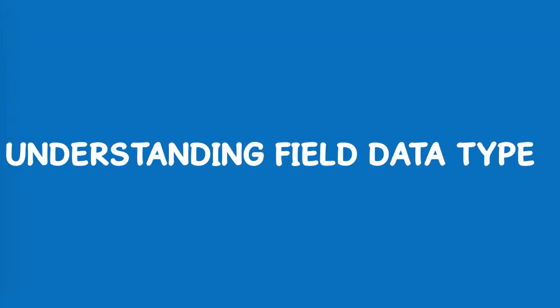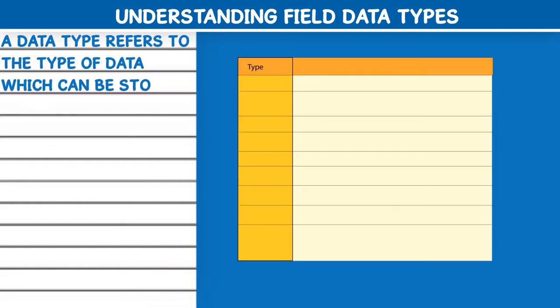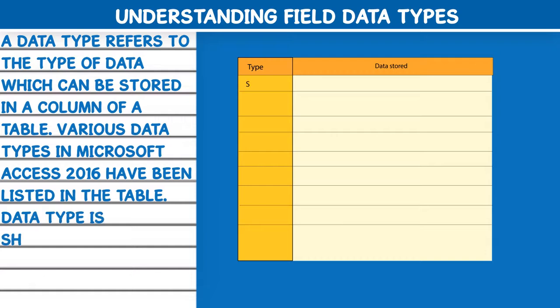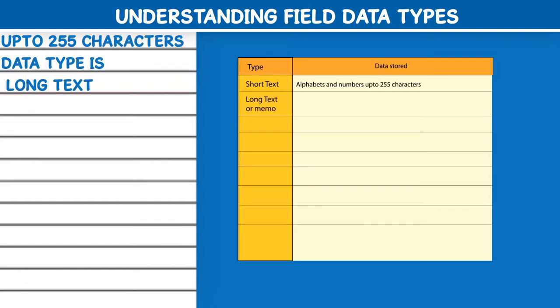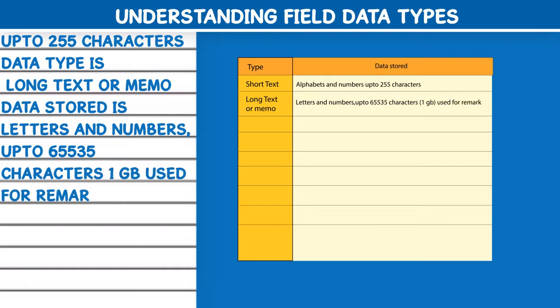Understanding field data types. A data type refers to the type of data which can be stored in a column of a table. Various data types in Microsoft Access 2016 have been listed in the table. Short text: data stored as alphabets and numbers, up to 255 characters. Long text or memo: data stored as letters and numbers, up to 65,535 characters, 1 GB used for remarks.